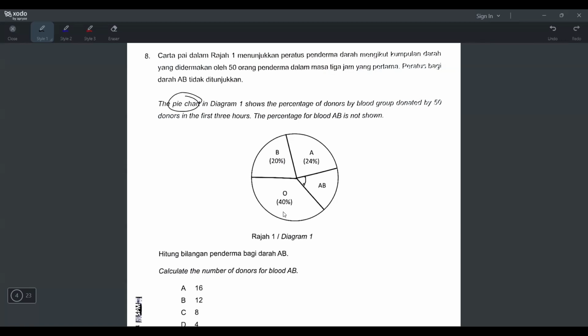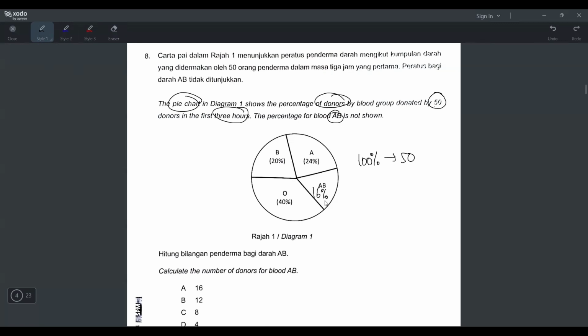Okay, my calculator gives me 16. That means this is 16%, right? Not 16 degrees, it is in percentage. And then they say it shows the percentage of donors by blood group donated by 50 donors in the first 3 hours. So this 50 is the total. So definitely this 50 is 100%, right? Because that's the total. And then they say the percentage for blood AB is not shown.